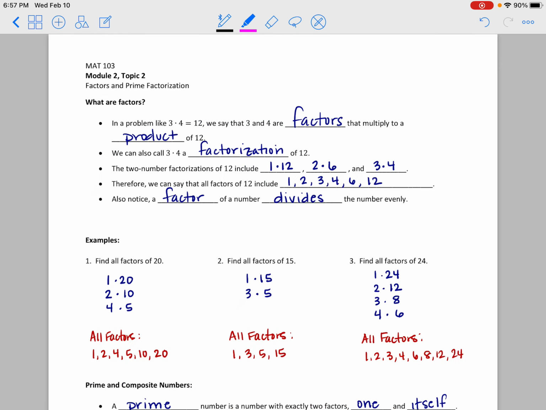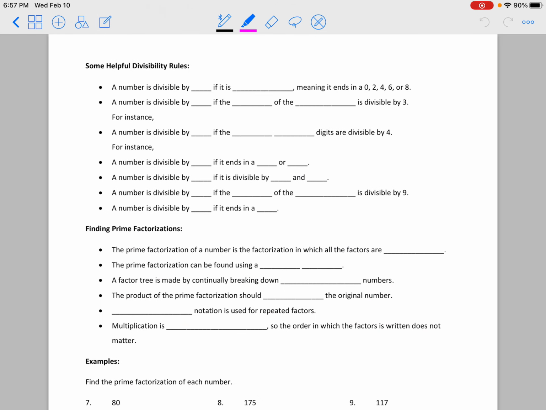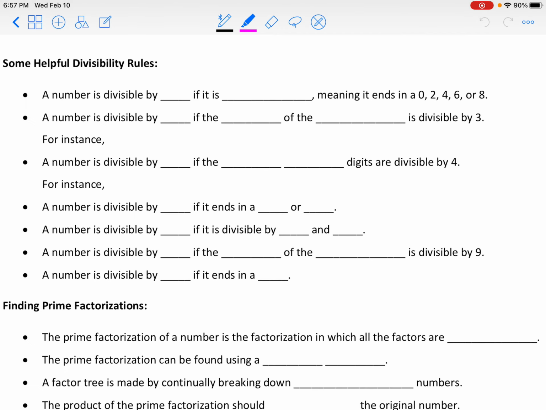Oh, before I show you the next piece, I mentioned, how do I know when I'm looking at a number like 105, how did I know that it was divisible by 3 rather quickly? There are a few, actually there's a bunch of rules, but there are a few that really come in handy. So you should be able to look at a number and know if it's going to be divisible by 2.